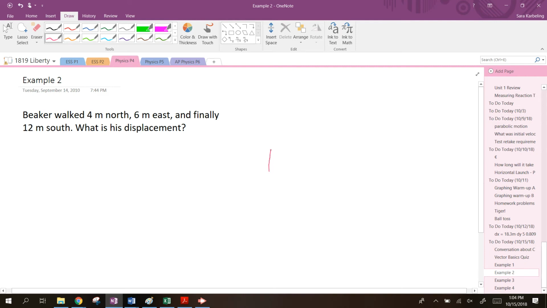4 meters north. It's important to think about the length of your arrows, right? So that it makes sense. So 4 meters, 6 meters is going to be a little longer to the east, and then 12 meters south. How are we doing? Good. Sweet. Can you draw your resultant? Tail of the first to the head of the last.